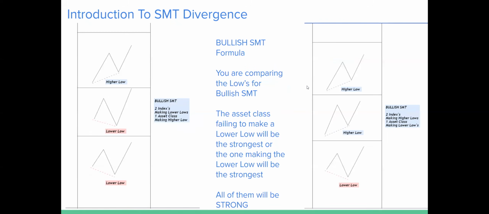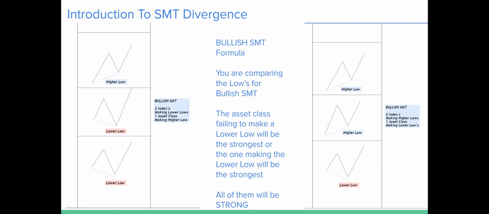Introduction to the bullish SMT formula. You are comparing the lows. So for bullish, you're comparing the lows. For bearish, you're comparing the highs. So for bullish, you're comparing the lows. The asset class failing to make the lower low will be the strongest, or the second formula, the one that's making the lower low will be the strongest. Overall, all of them will be bullish, but one of them will be the strongest. It's the odd one out.